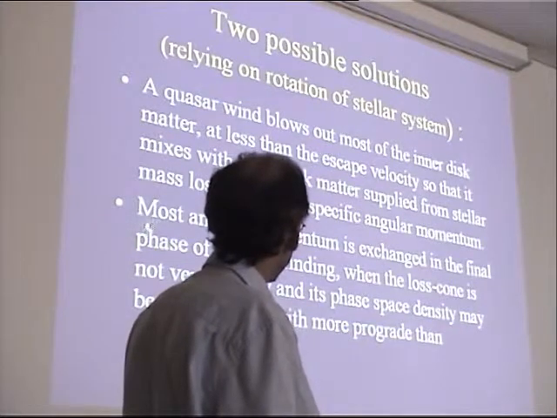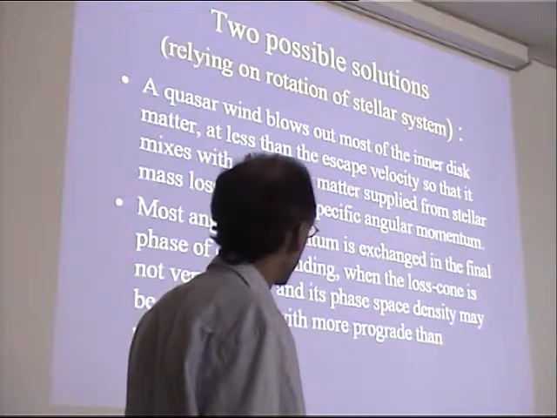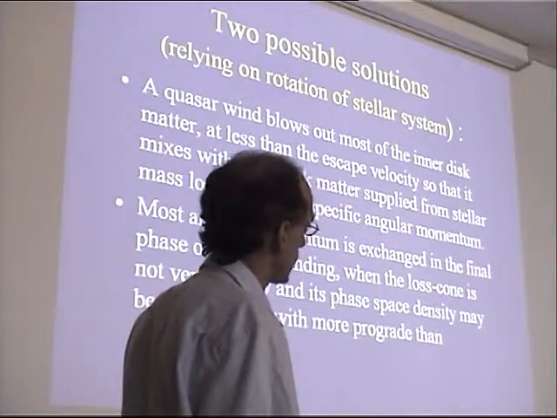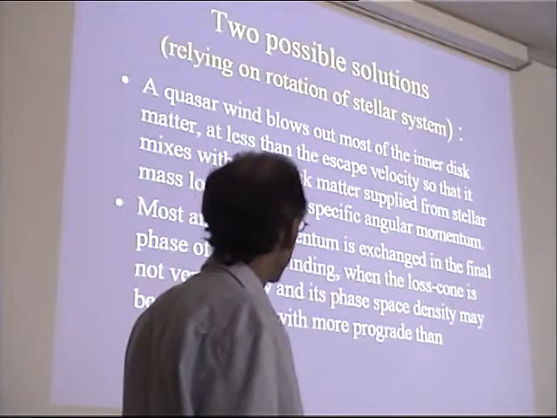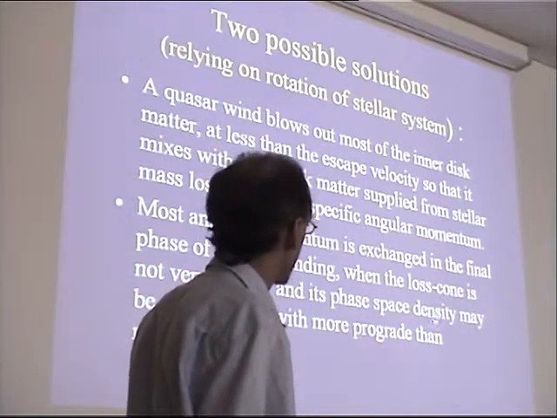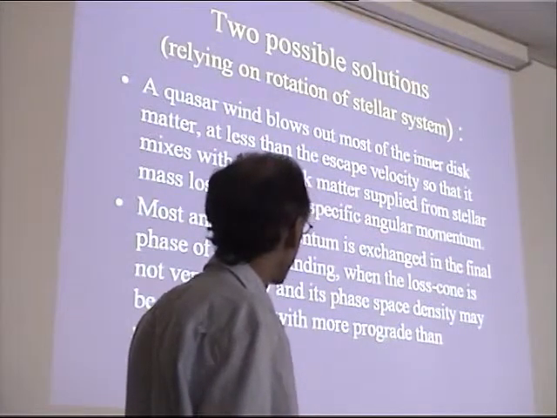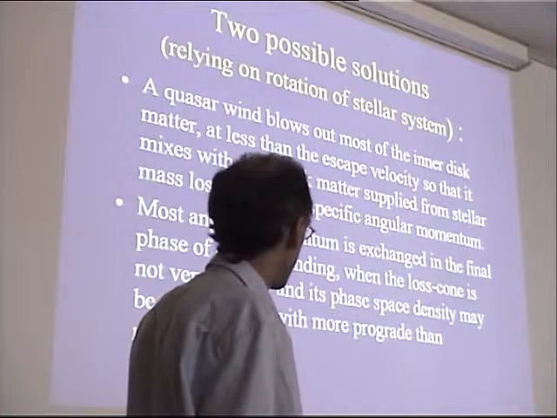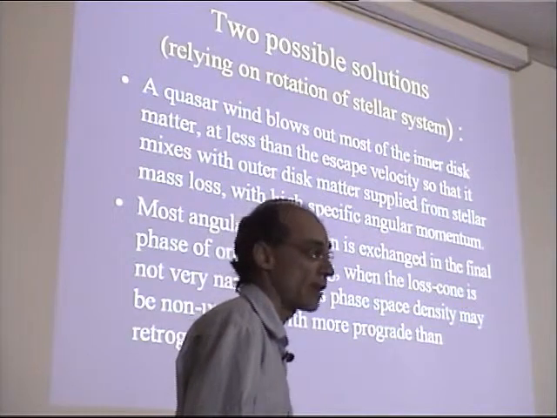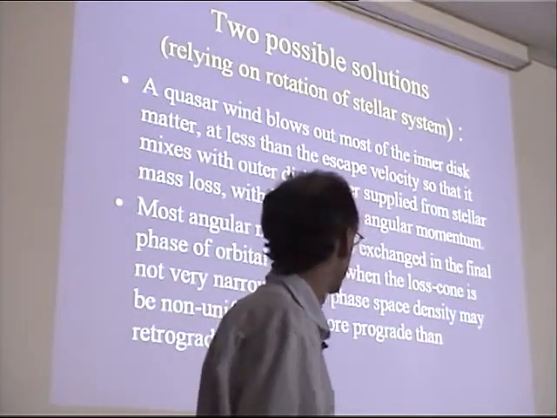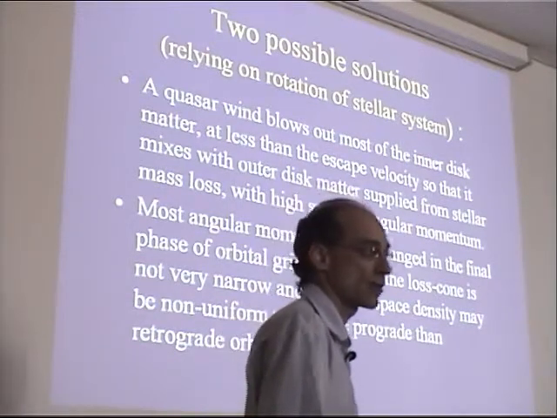Perhaps another possibility is that most angular momentum is exchanged in the final phase of orbital grinding, when the star is already close to finishing circularizing its orbit and making it coplanar with the disk. The loss cone is then not very narrow, and the phase space density doesn't have to be full. It may be non-uniform, with more prograde than retrograde orbits. In other words, stars on retrograde orbits are removed faster from the loss cone because they go against the disk, so they're slowed down faster. But then maybe that would cause the prograde stars to have a greater phase space density in the loss cone, so that compensates for it.